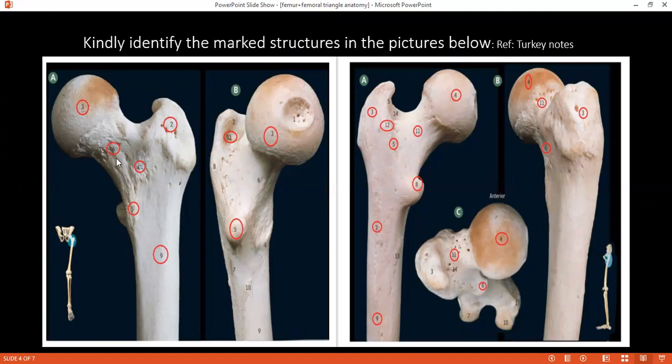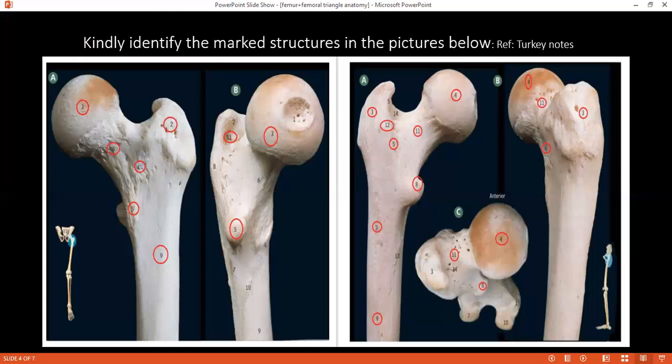Right, in this one, 6. 6 is the neck of the femur. 4, please. Then 4 is the intertrochanteric line.